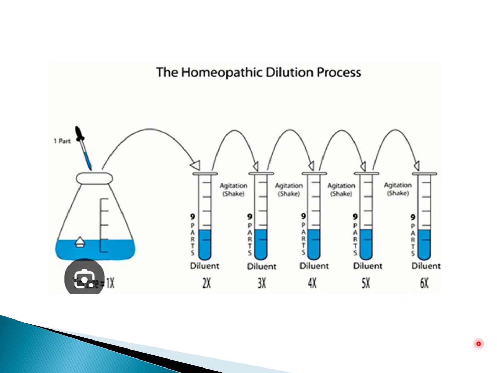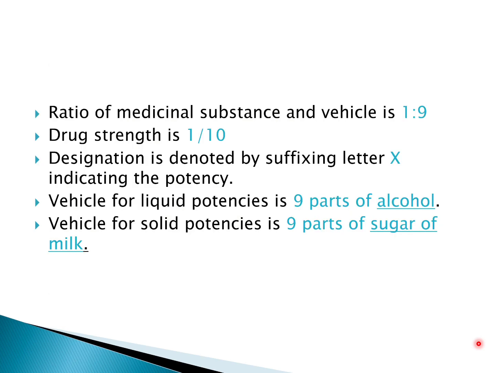Here for the preparation of the first potency, 1 part of medicinal substance and 9 parts of vehicle are used. For preparing the second potency, we have to take 1 part from this first potency and 9 parts of vehicle, so that we can get the second potency, and so on. Here in decimal scale, the ratio of medicinal substance and vehicle is 1:9. Drug strength is 1/10. Designation is denoted by suffixing the letter X indicating the potency. Vehicle for liquid potency is 9 parts of alcohol. Vehicle for solid potencies is 9 parts of sugar of milk.